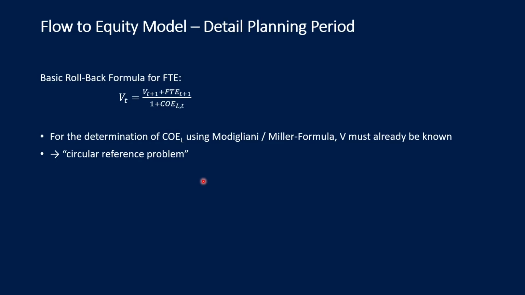For the detailed planning period, we add to the value in small t plus 1 plus the flow to equity of this period divided by 1 plus the cost of equity. 1 plus because we only roll back for one period. But again, the cost of equity of the levered firm is unknown, and again we have a circularity or circular reference problem.